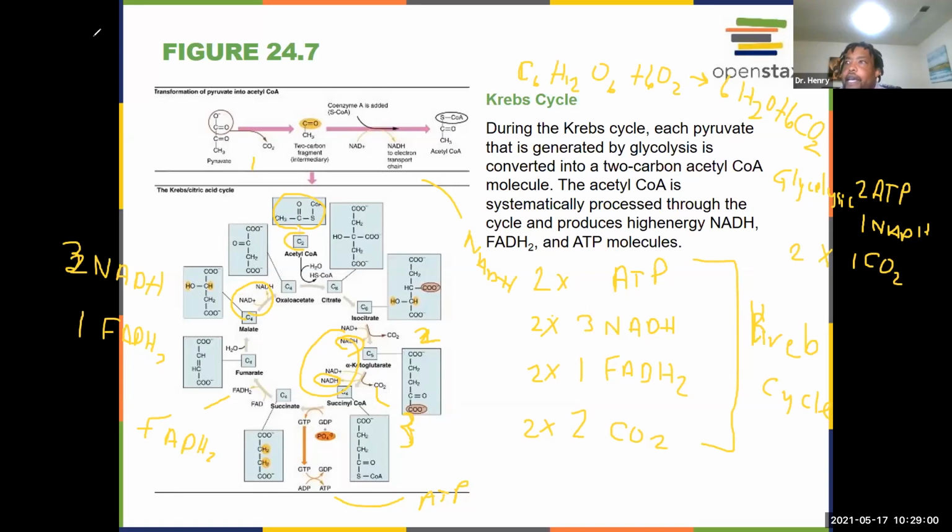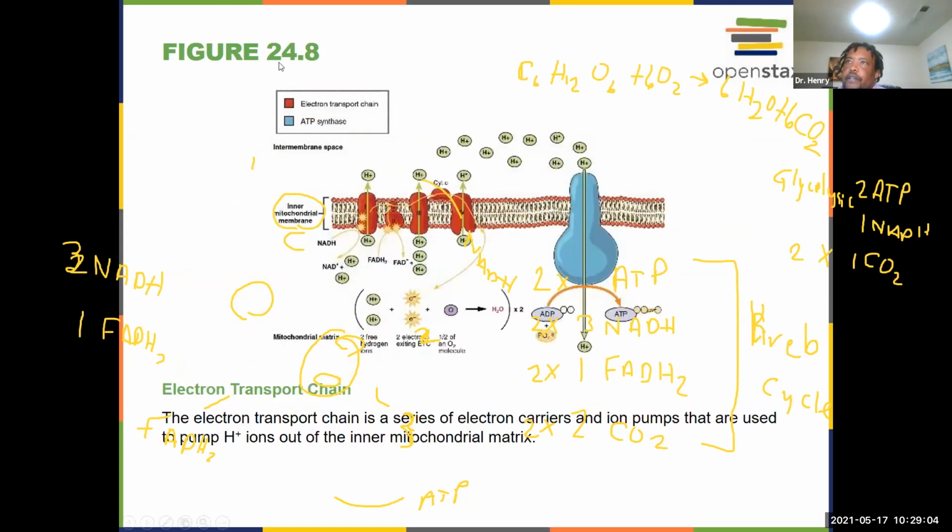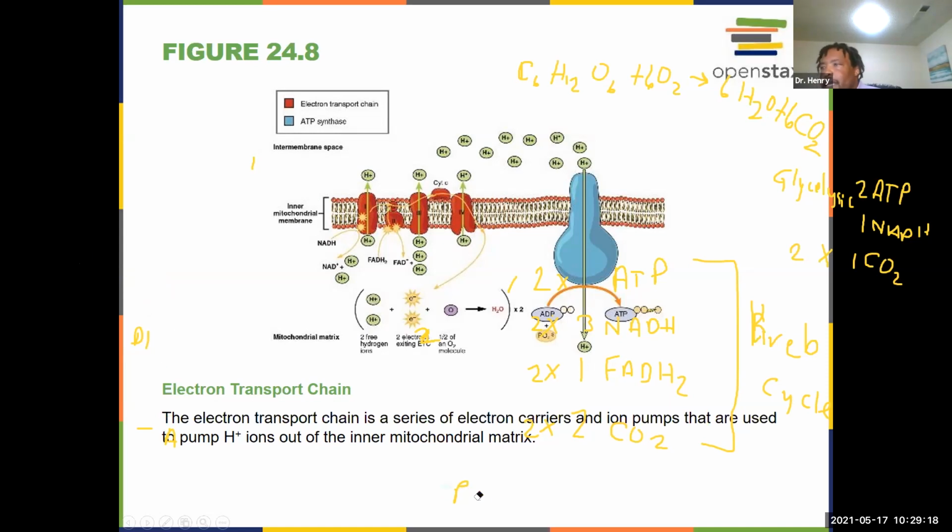Okay, so we're going to keep a running tally. Although I'm going to erase this part here, and then move this guy over.